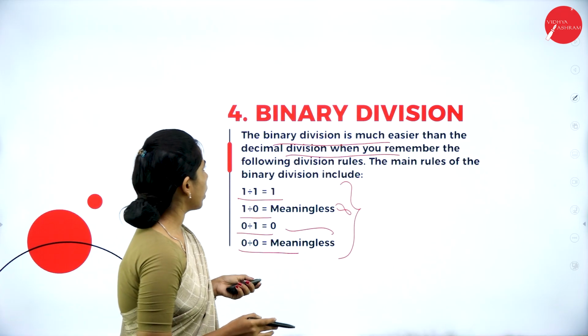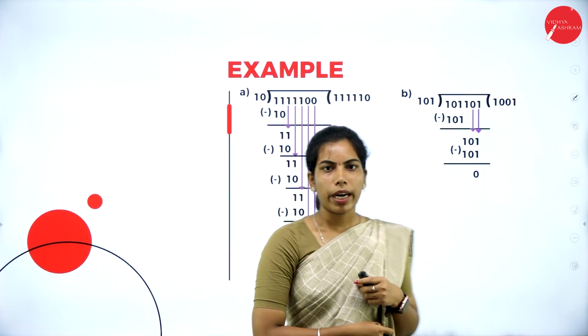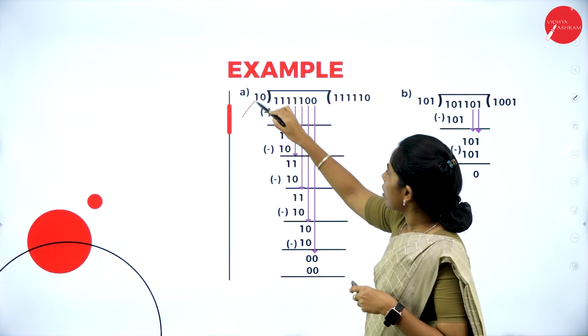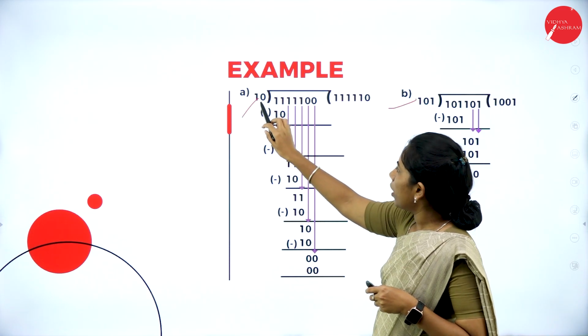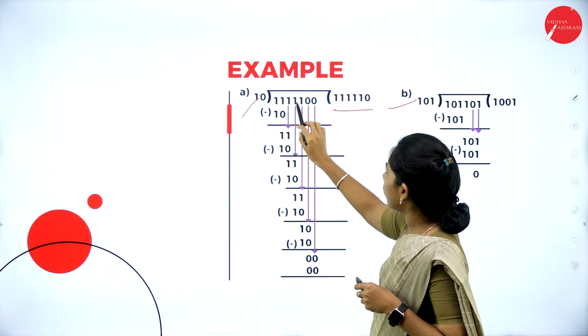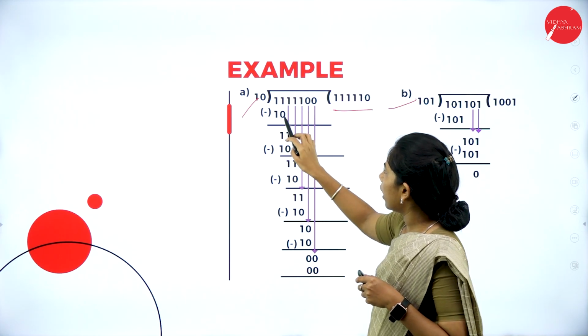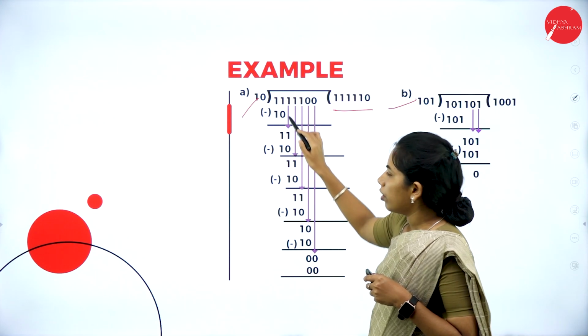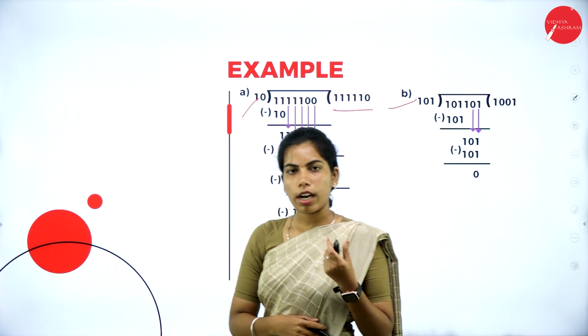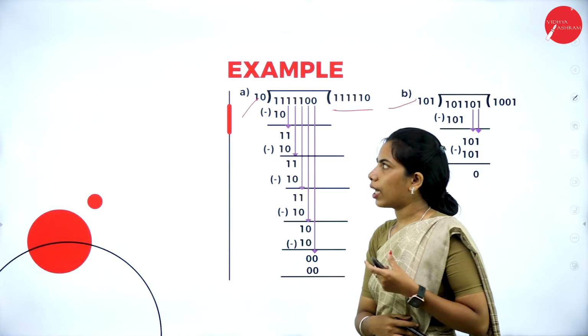So let's see some more examples. Here you can see binary division. This is the first one, this is the second one. From the 10 I have to divide 1110. So first take a lesser bit. You have to apply binary subtraction for the binary division. You already know the binary subtraction rules.